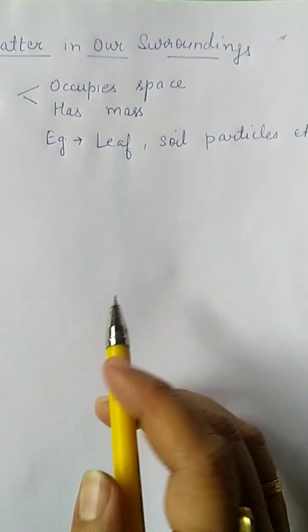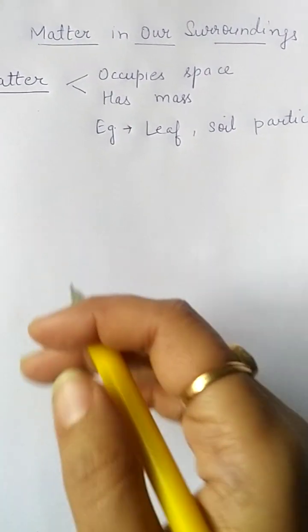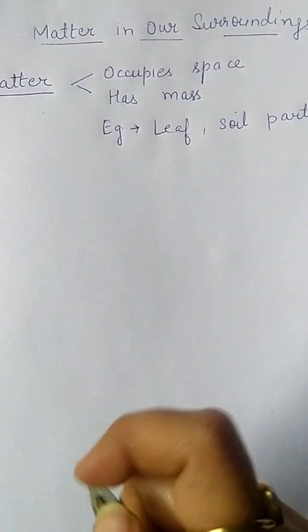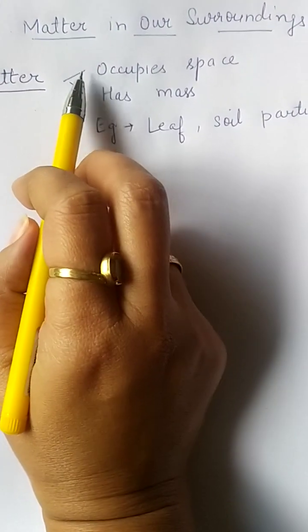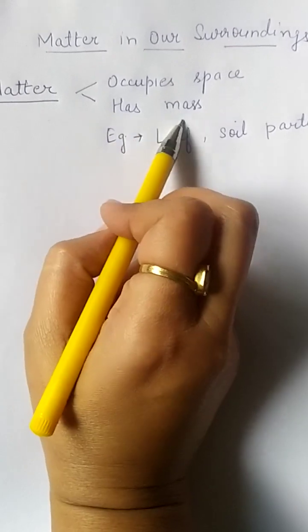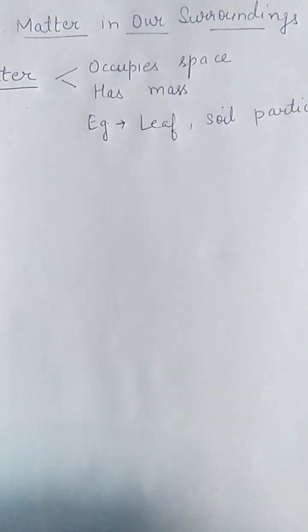Okay, so matter has two characteristics. Sometimes the question is asked in the exam, what are the two characteristics of matter? So these are the two characteristics of matter: that matter occupies space, and second, matter has mass. These are the two characteristics of matter.